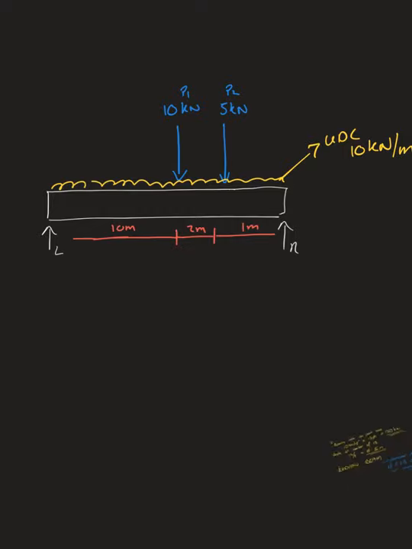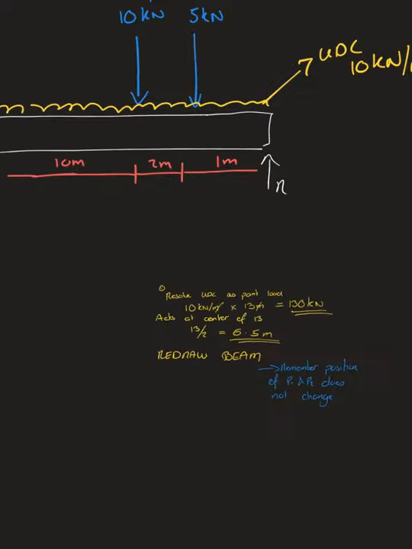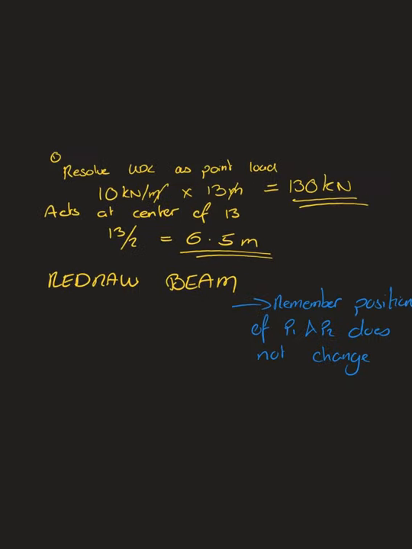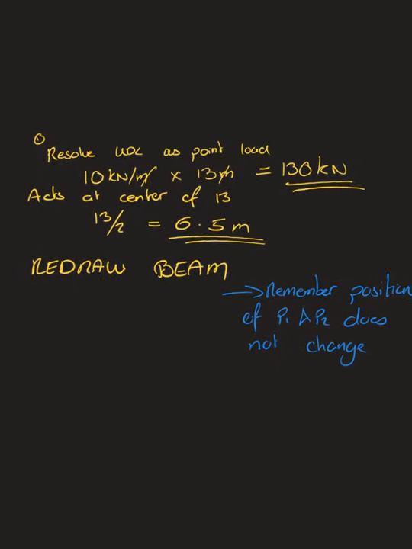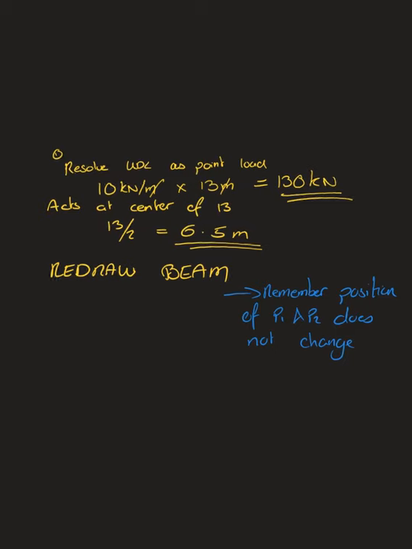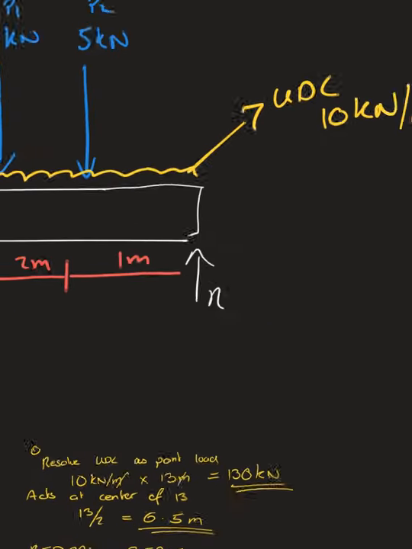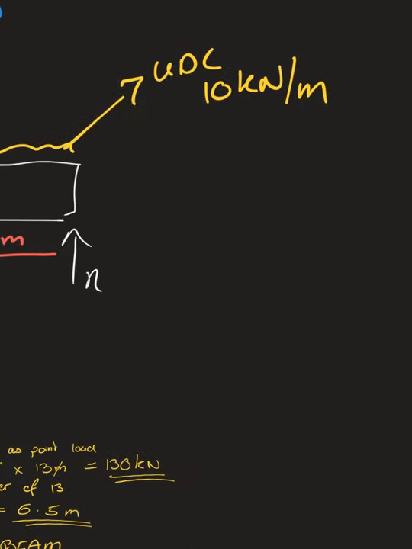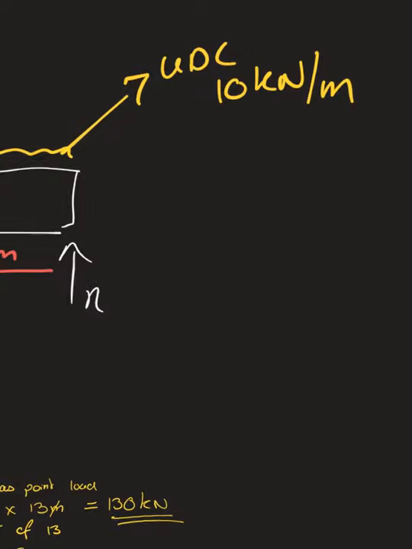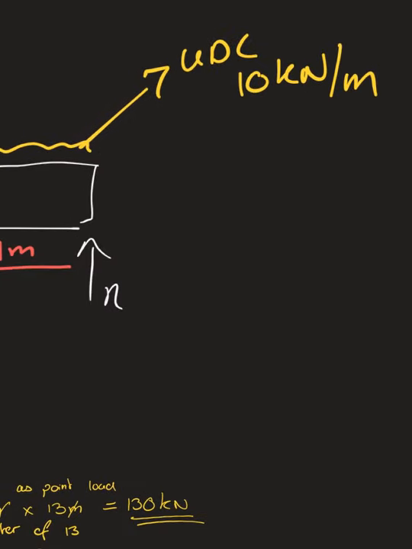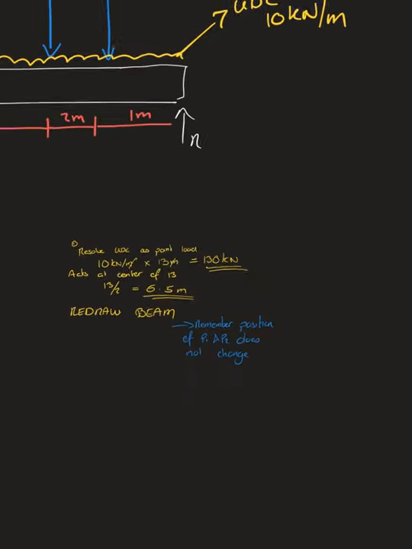And so I've come up with some keynotes to help people remember how to resolve these things. So when we want to resolve a UDL, we want to show it acting on the beam as a point load. How do we do that? You multiply the length of the beam that the UDL is acting across by the units given to you. So in this, we were told the UDL had a value of 10 kilonewtons per meter. So for every meter this acted on, there was 10 kilonewtons of force.